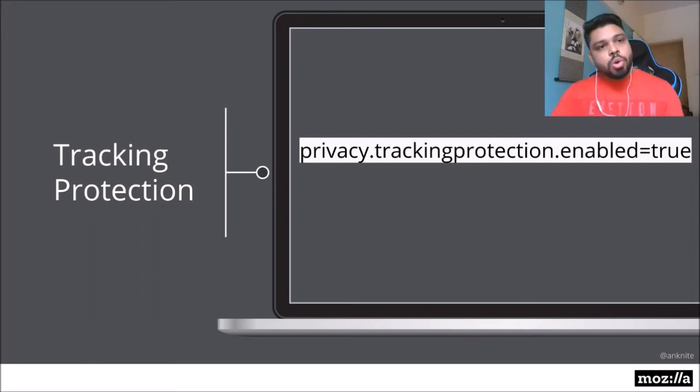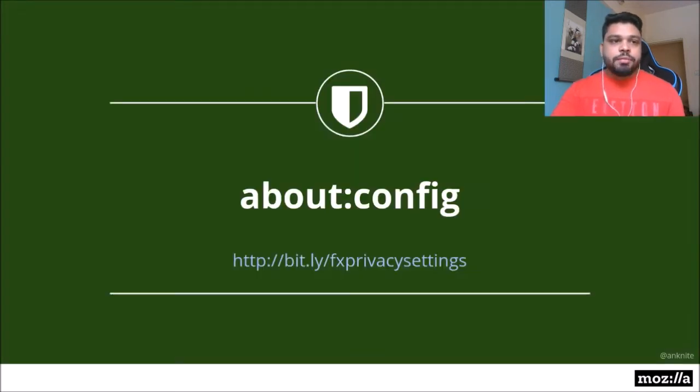There are more variables to be set. These are the top three. If you want to go through all the variables, I've written a small wiki for Firefox tracking protection and privacy settings. You can use the link there to actually have a look at what all variables can be set.